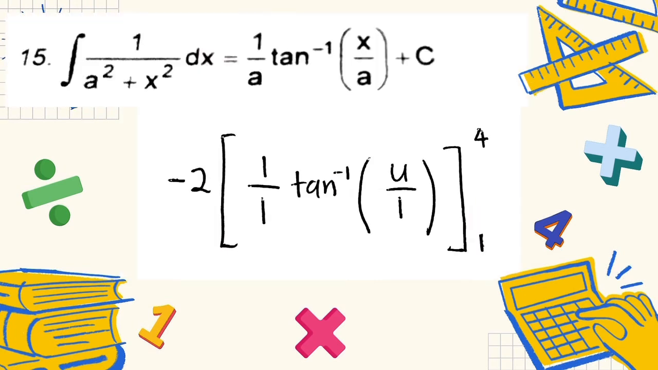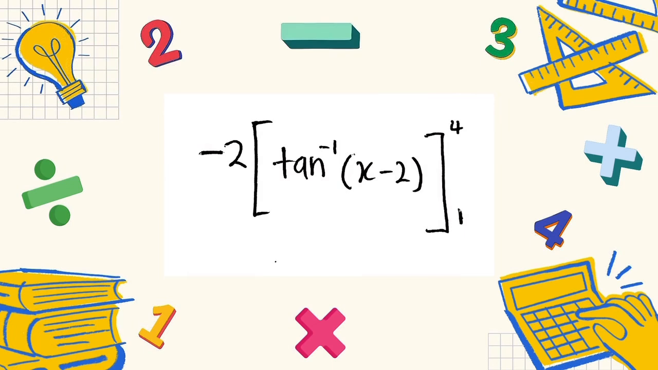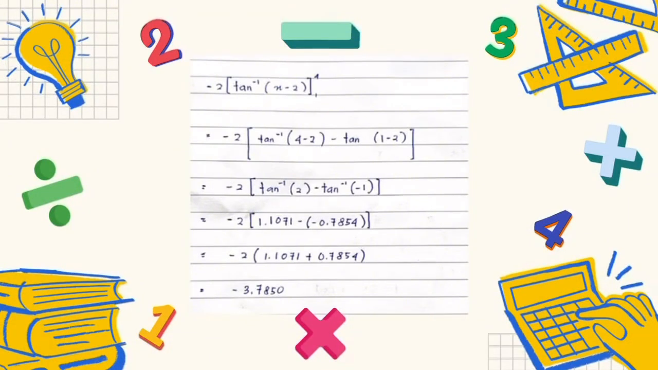Using the standard integral formula, this results in an inverse tangent function. After substituting u back with x minus 2, the final expression is negative 2 tan inverse of x minus 2, evaluated from 1 to 4. Finally, we evaluate the definite integral, negative 2 in brackets tan inverse of x minus 2.